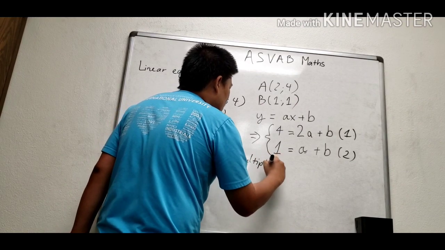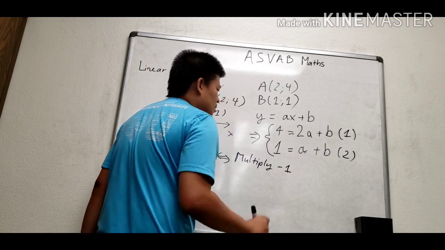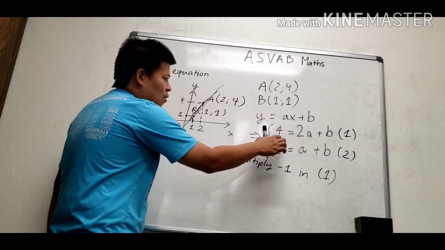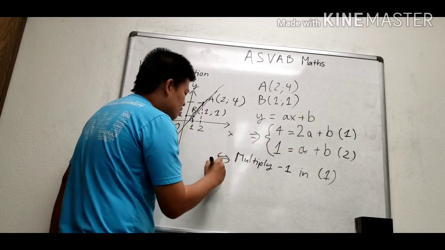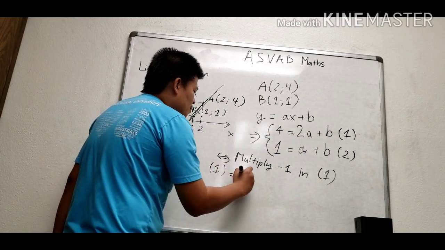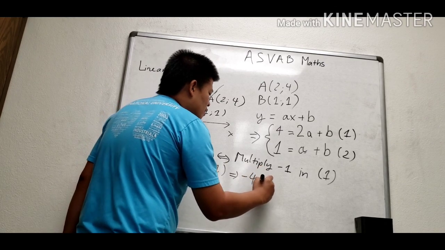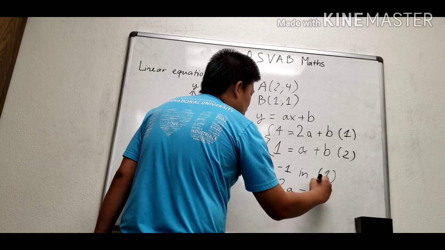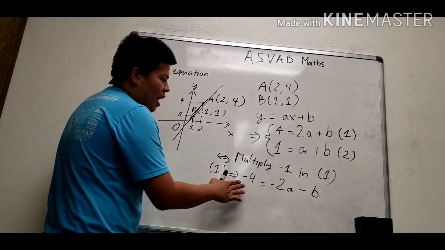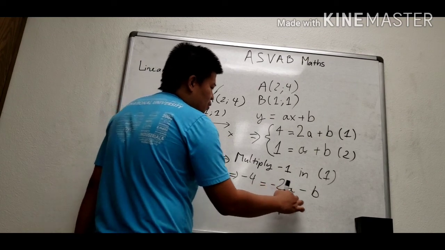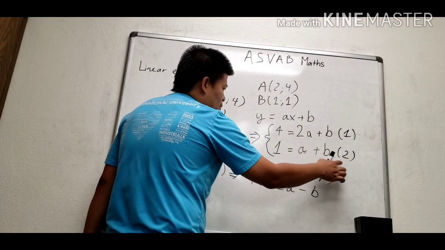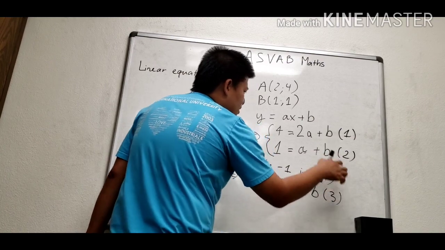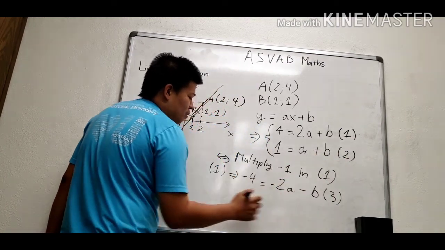multiply minus 1 in 1. So the equation number 1, they will change to minus 4 equal to minus 2a plus minus b. We have minus 4 equal to minus 2a minus b, and we have the equation number 2 in here. We just sum equation number 2 and equation number 3.